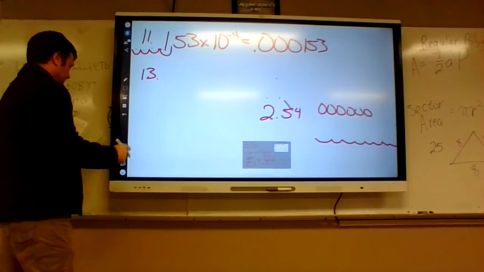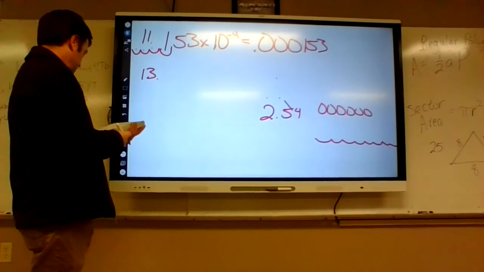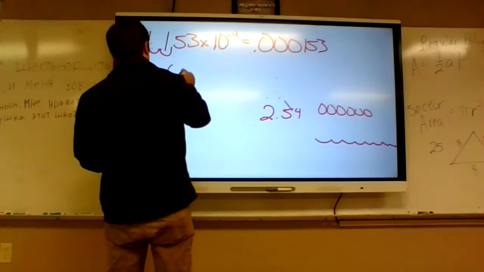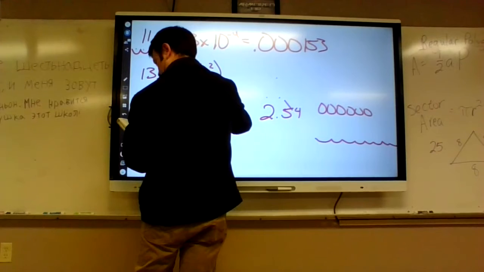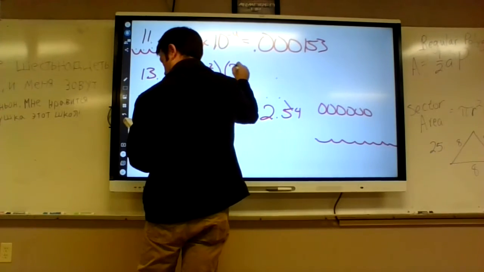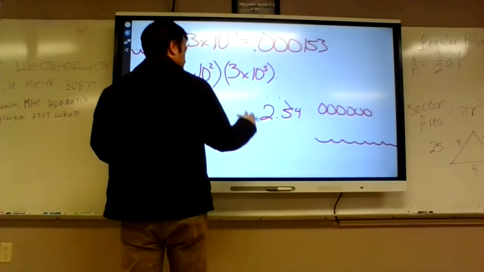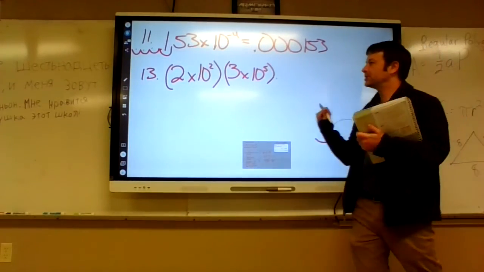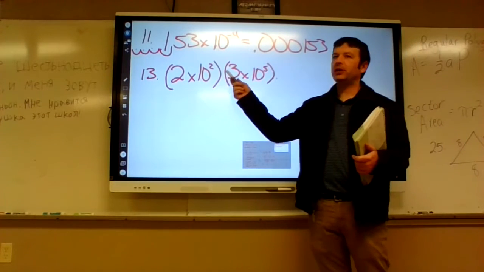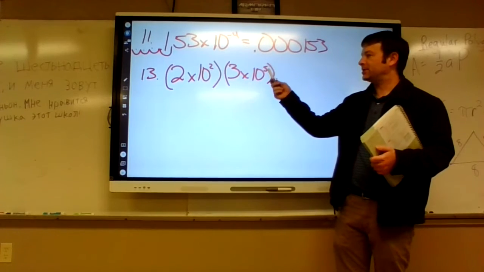Okay, 13. On 13, we are multiplying 2 scientific notation numbers together. 2 times 10 squared times 3 times 10 fifth. So what's happening between these two parentheses? Multiplying. So we have 2 times 10 to the second times 3 times 10 to the fifth.